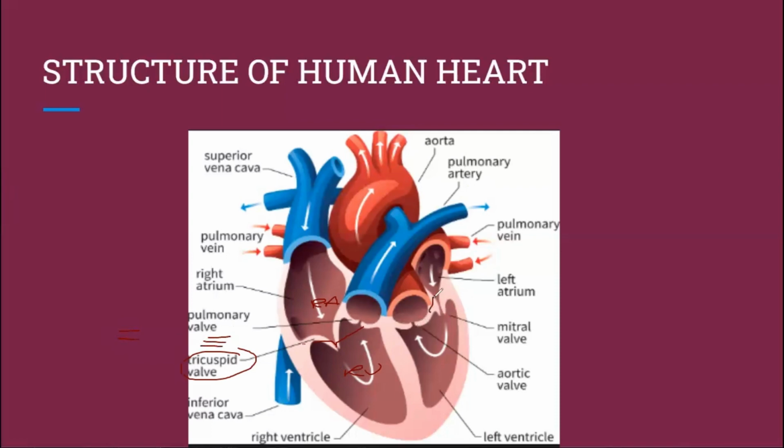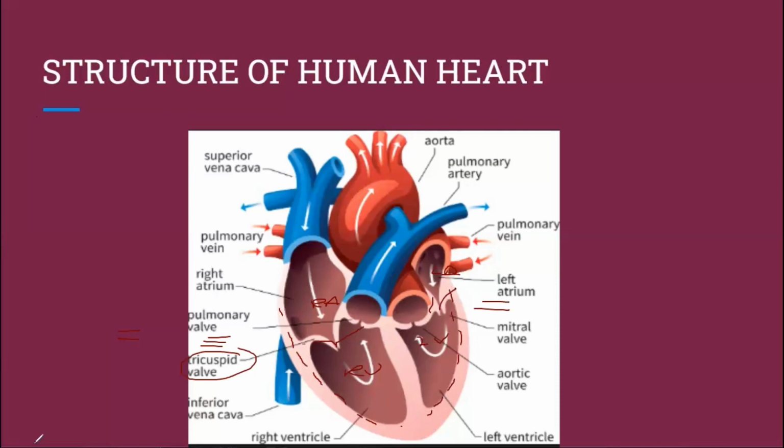And this is the bicuspid valve between the left atrium and left ventricle. It has two flaps, two doors. There is a purpose behind this: why are there three flaps in the tricuspid valve on the right side, and two flaps in the bicuspid valve on the left side of the heart? Another thing is that the right side of the heart has thin muscles and the left side has thick muscles. There is also a reason behind it.